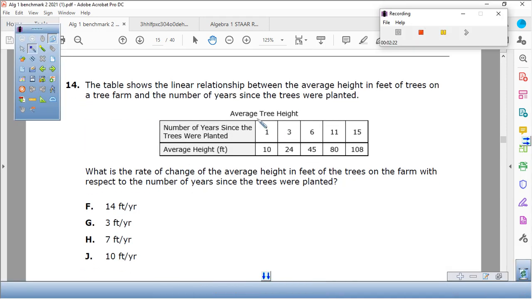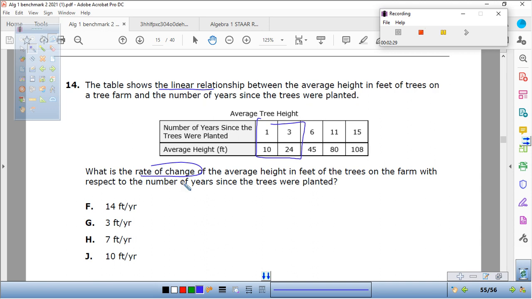And once you see this, guys, list and spreadsheets, and it says linear, what is the rate of change? That's your slope. Okay? The table shows a linear relationship between the average height in feet of trees on a tree farm and the number of years since the tree was planted. Okay? Years go on, the height gets bigger. What is the rate of change of the average height in feet of the trees on the farm with respect to the number of years?